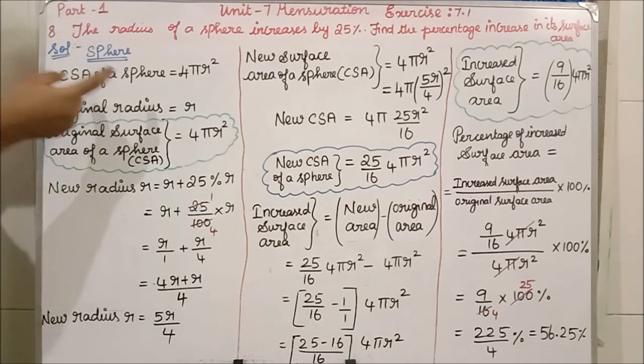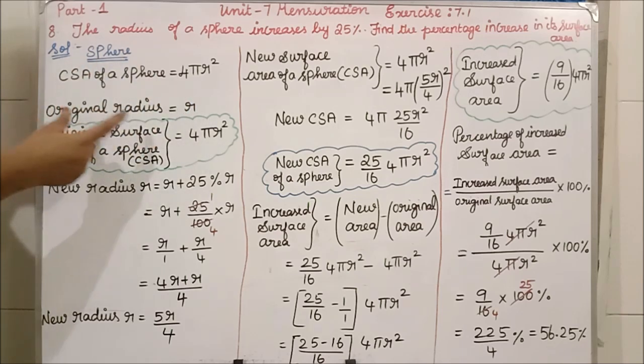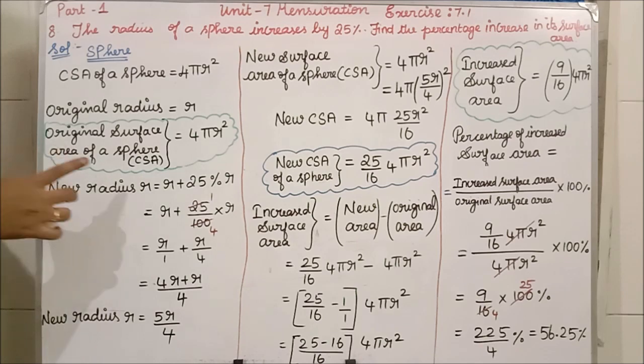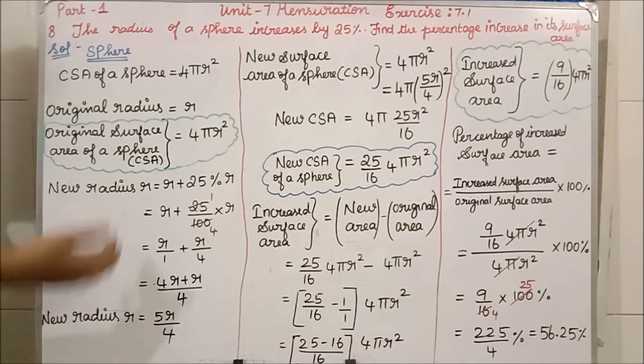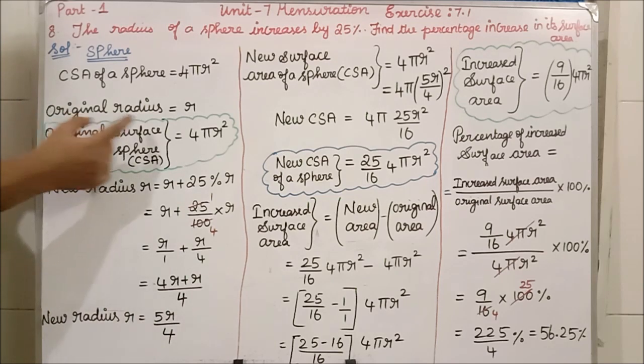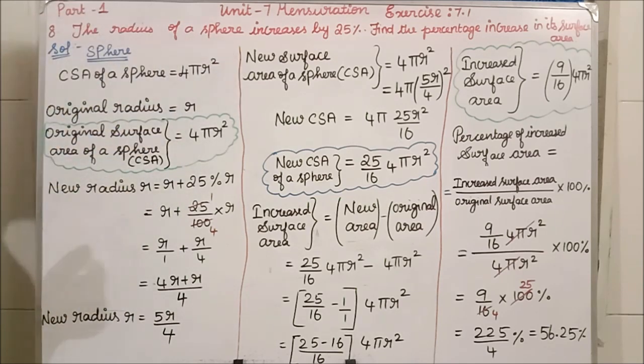First, I have the original radius r, and the original curved surface area of the sphere is 4 pi r square. Next, I have found the new radius. What is that new radius? 5r by 4. Next, what I have to find? The new surface area of the sphere.